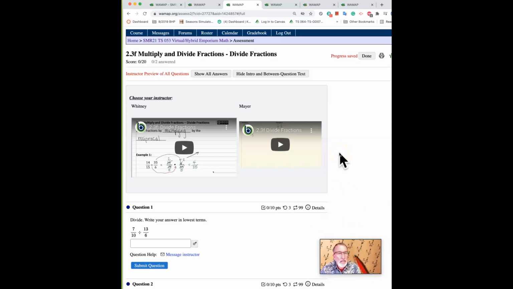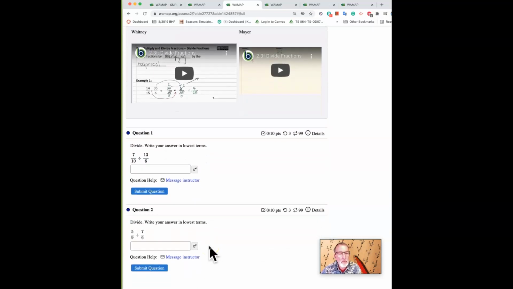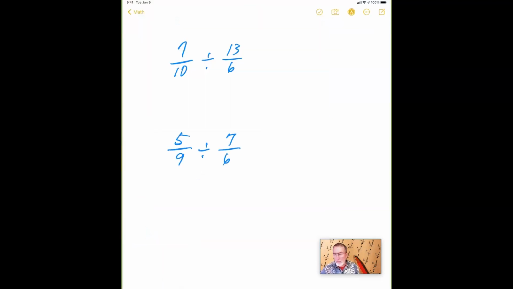We're going to take a look at division with fractions, and we're going to put that multiplicative inverse to use. We're in Unit 2.3F of WAMAP, so second half of the term for most of you. Let's take a look at these division problems. We have 7/10 divided by 13/6 and 5/9 divided by 7/6. So let's take a look at those on my tablet. See if they look any better.